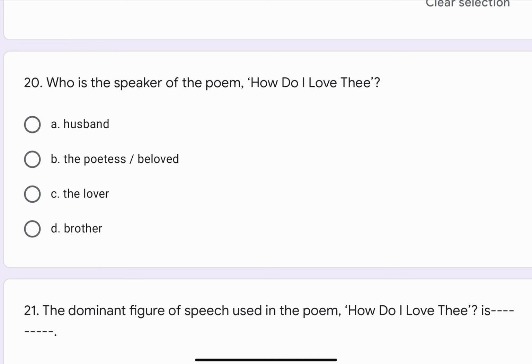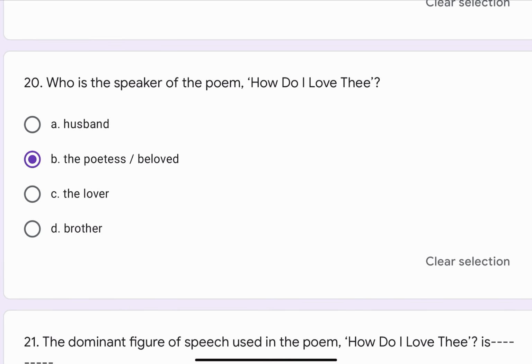Question number 20. Who is the speaker of the poem How Do I Love Thee? Options are A. Husband, B. The poetess or beloved, C. The lover, or D. Brother. Correct option is B. The poetess or beloved.